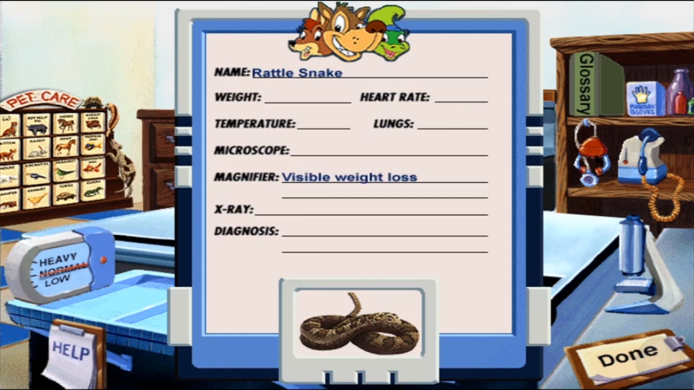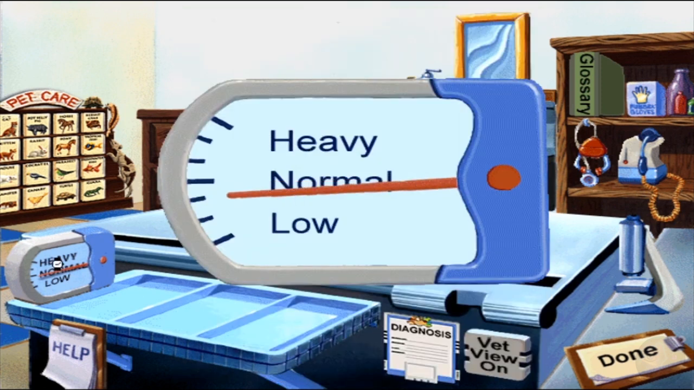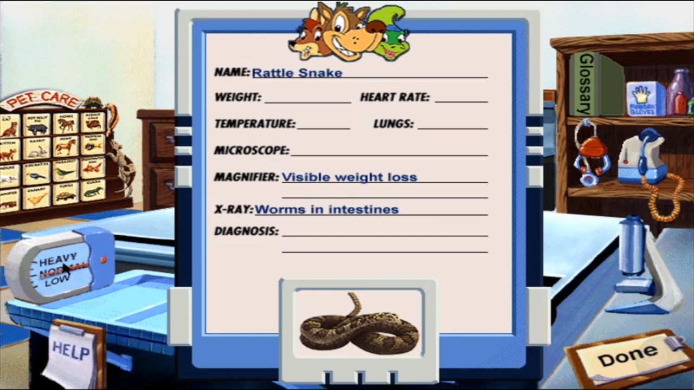Visible weight loss. Worms in intestines. This animal's weight is low.